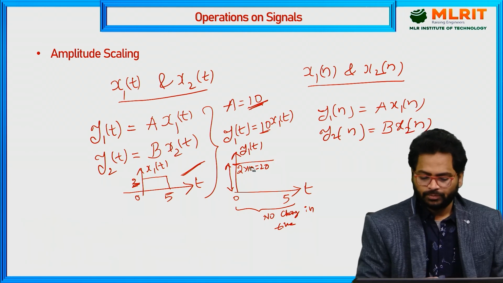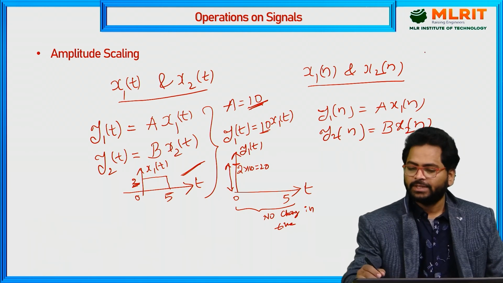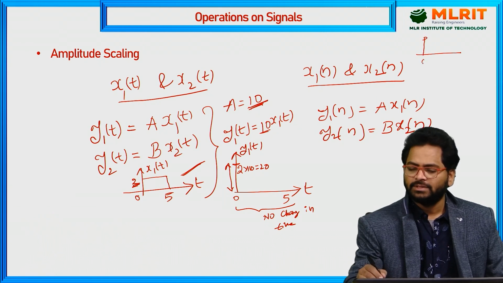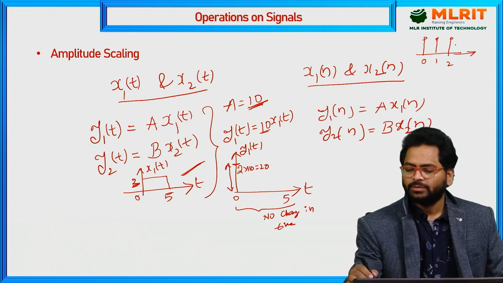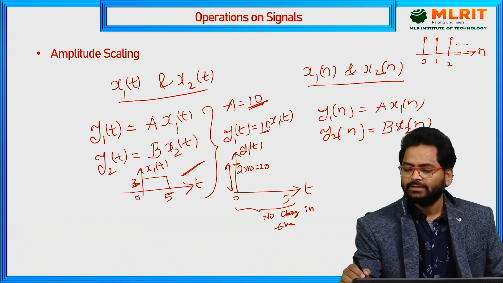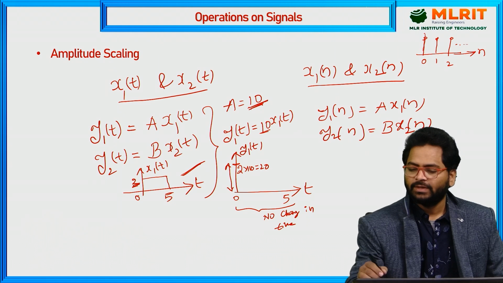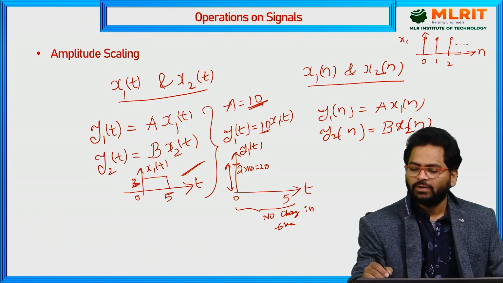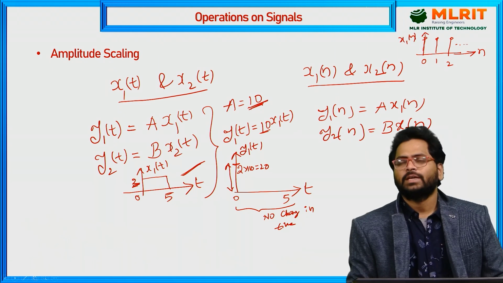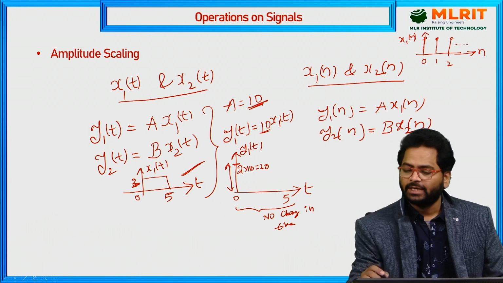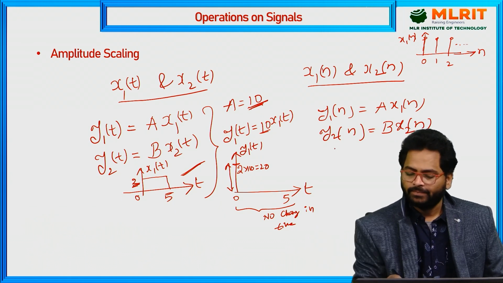When it comes to the discrete domain, if I take some signal like this, this is the 0 location, this is the 1 location, and this is the 2 location. So simply the signal is moving like this, and this is the time interval. Now the signal name is x1 of n. For the same signal, if I want to represent a scaling, let us take y1 of n. I have taken it as some 9 into x1 of n.